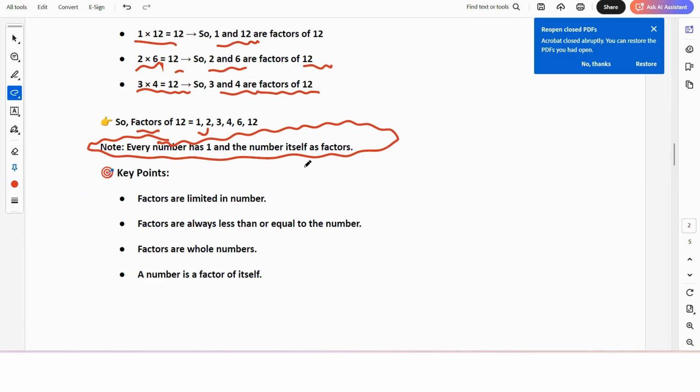The factors of a number are always limited. Like the factors of 12 are 1, 2, 3, 4, 6 and 12. This will always be limited. We also learn from these that factors are always smaller than or equal to the number.